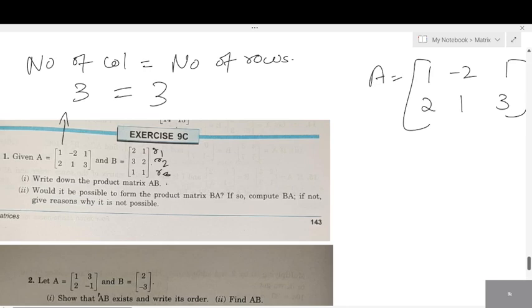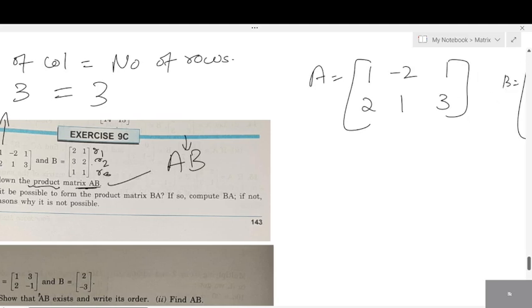What's the first question? All of you read the first one. What you have to write? Write down the product. What do you mean by product, students? When do you get product? When you multiply. Look here. Product of matrix AB. What do you mean by matrix AB? What sign is present in between A and B?